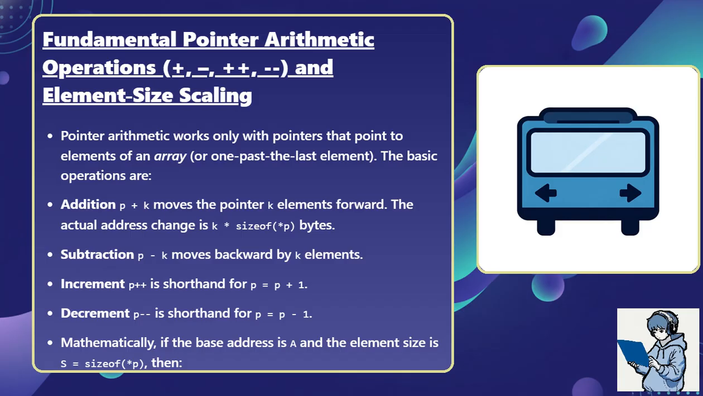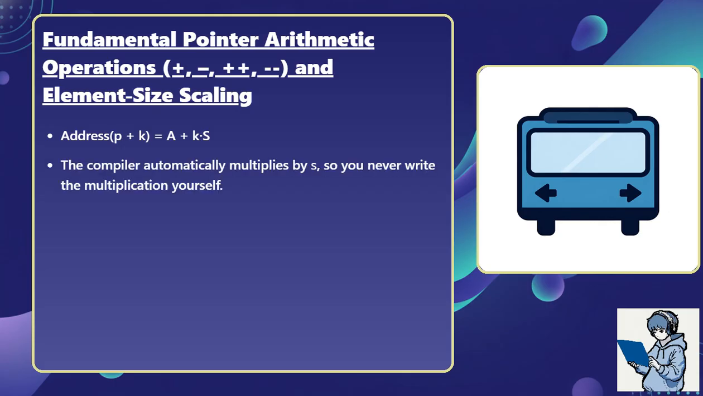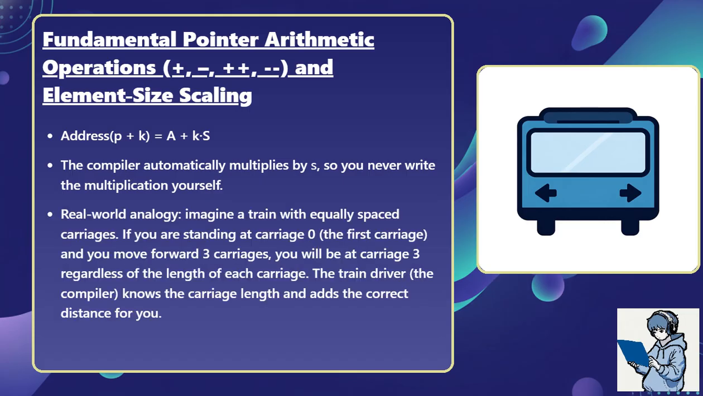Mathematically, if the base address is A and the element size is S equal to sizeof *p, then the address of p plus k equals A plus k times S. The compiler automatically multiplies by S, so you never write the multiplication yourself. Real-world analogy: imagine a train with equally spaced carriages. If you are standing at carriage 0, the first carriage, and you move forward 3 carriages, you will be at carriage 3 regardless of the length of each carriage. The train driver, the compiler, knows the carriage length and adds the correct distance for you.